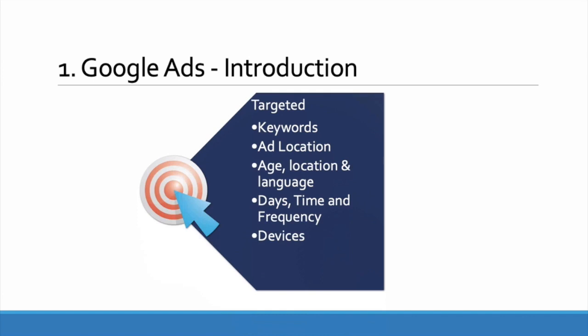Targeted. You can use keywords, ad location, even demographics like age, location, language, and also day, time, frequency, and you can also target particular devices using Google Ads. This is a fantastic method of advertising online.